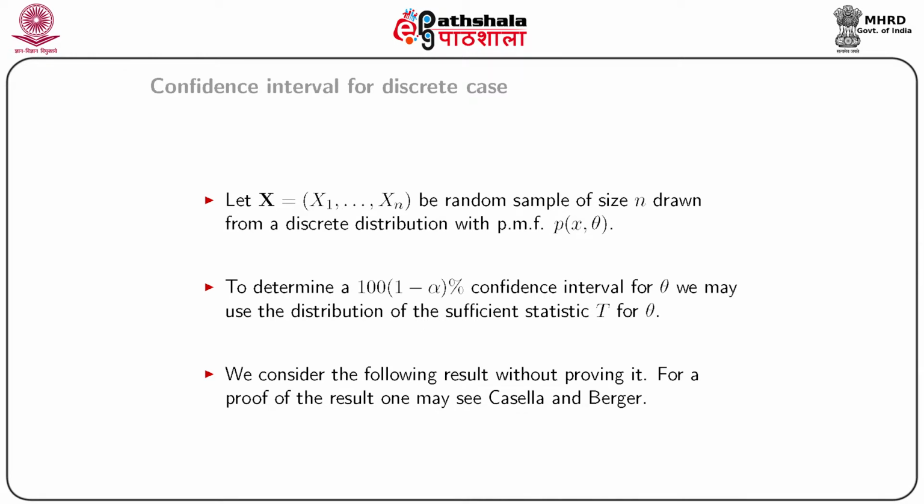Now we discuss the idea of confidence interval for the discrete case. Let X1, X2, ..., Xn be a random sample of size n drawn from a discrete distribution with PMF p x theta. To determine a 100 times 1 minus alpha percent confidence interval for theta, we may use the distribution of the sufficient statistic capital T for theta. We consider the following result without proving it. For a proof of the result, one may see Casella and Berger's book.